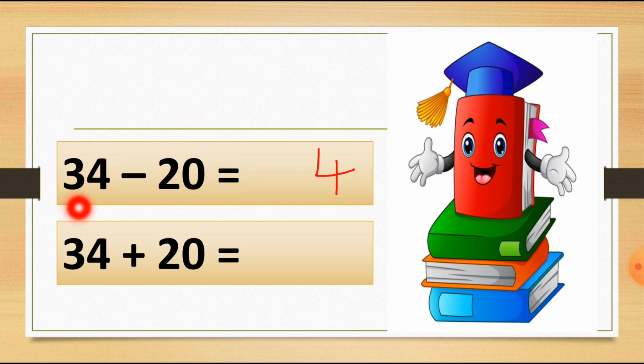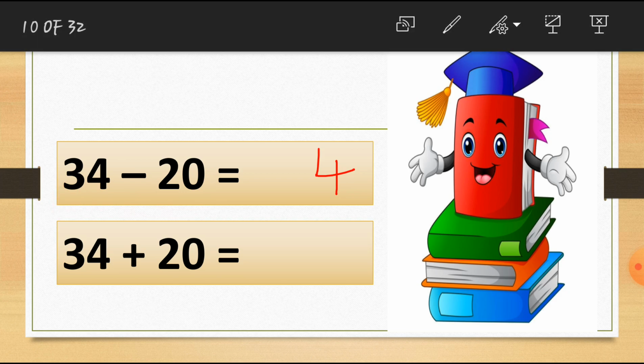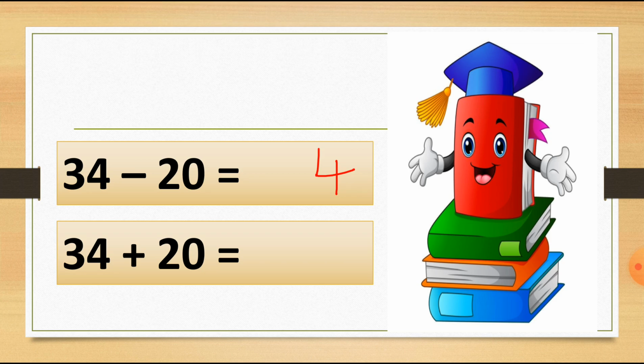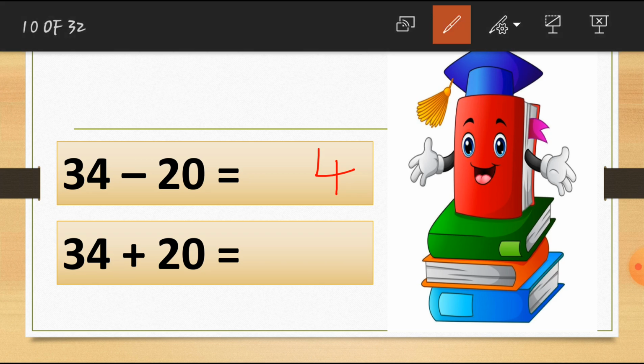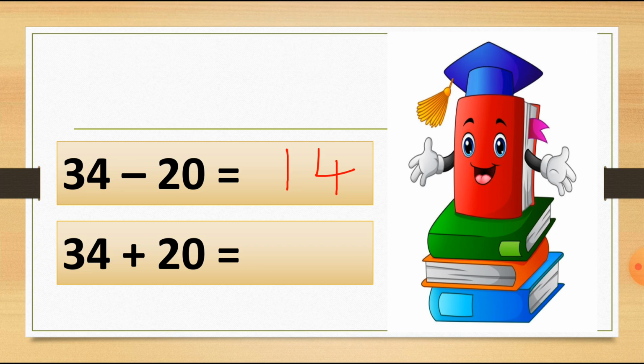So just take this number first, and here is the ones value, which is 4. So I write 4 here, and here is the 3, which is at the tens place. So you have to cut 2 from this 3. So 3 minus 2 is equal to how much? 3 minus 2 is equal to 1. So I write 1 here. So here is our answer, 14. You can see this. Here is our answer: 34 minus 20 is equal to 14.